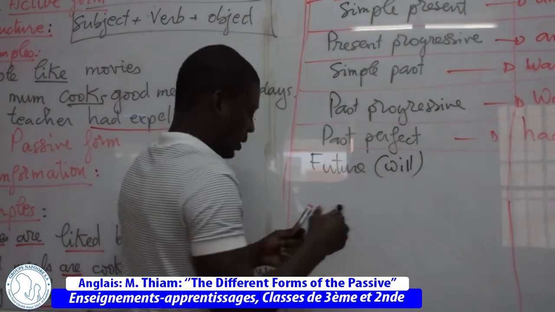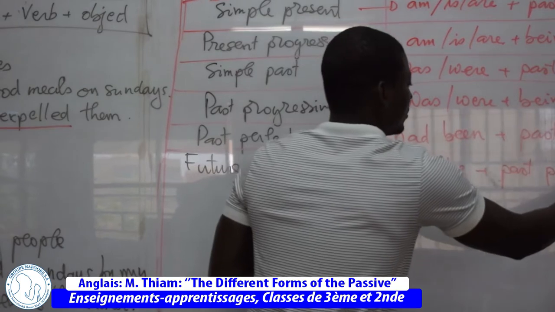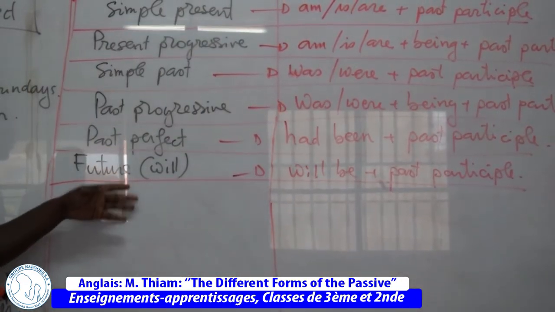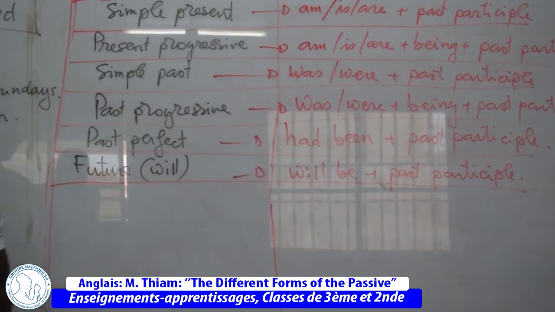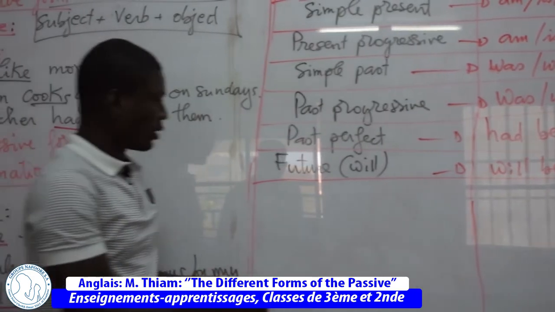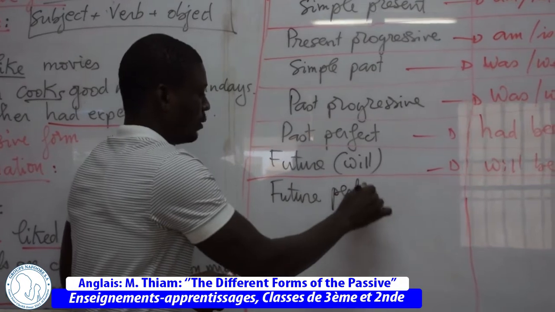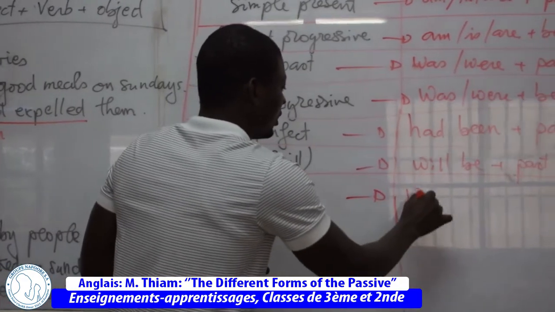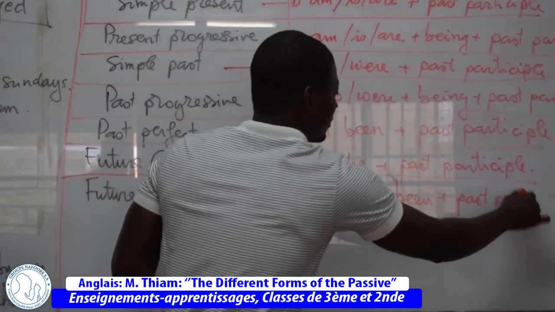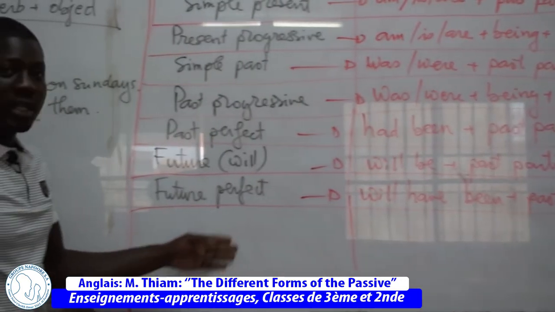Let's say future with will. In the passive form, the structure of the future with will is will be plus past participle. Okay, will be plus past participle. After the simple future with will, we should normally have the future progressive. But I'm sorry, the future progressive is not used in the passive form either. So we will skip it and then move to the future perfect. Future perfect. The structure of the future perfect in the passive form is will have been plus past participle. Okay? All right. And then so on and so forth.